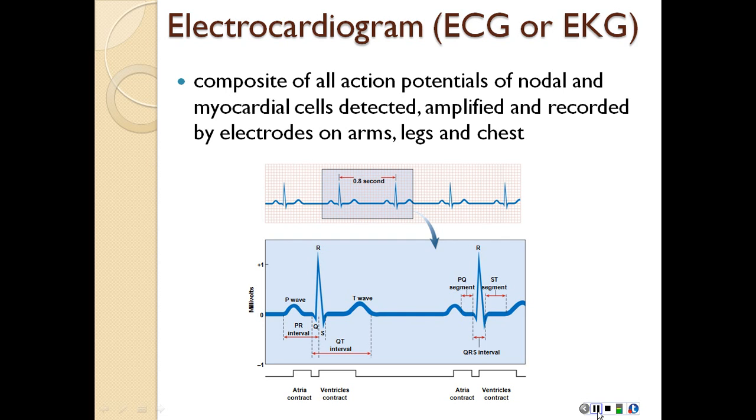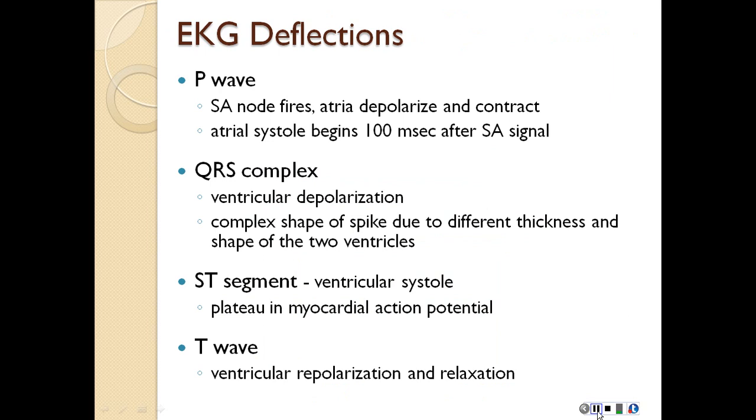So notice what you have in this recording. You always see a P wave, then you have the QRS complex, and then you have a T wave on all normal EKGs. Okay, so remember those three waves: P wave, QRS complex, and T wave. And for the test, you'll need to know what is happening during each of those. And the answer is right here.